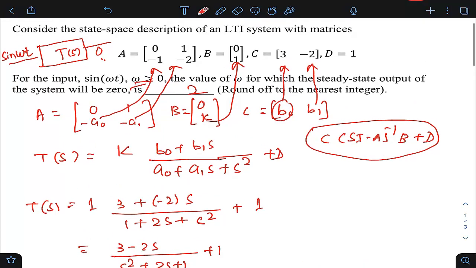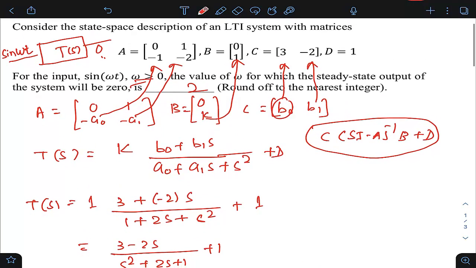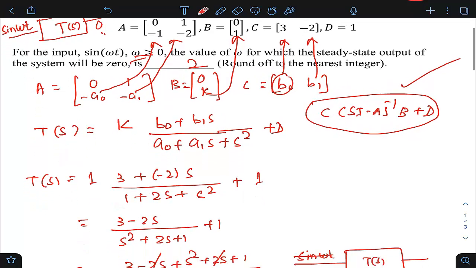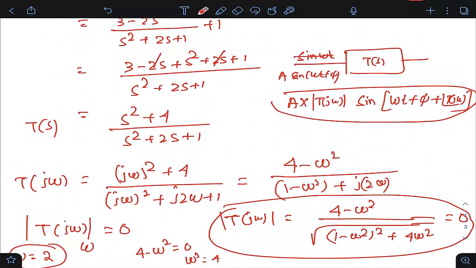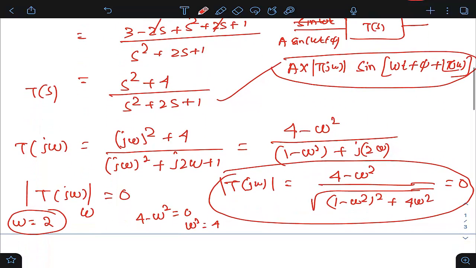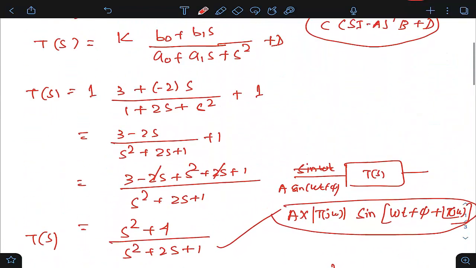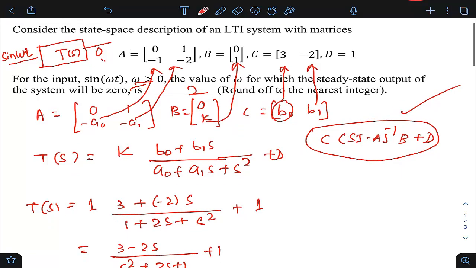So the answer is 2 for this. Again, if you don't know this formula, this is a bit lengthy. The electrical paper itself is lengthy this year. It's not a tough problem, but yes, you can say it's lengthy if you don't know this shortcut. First we have to get the transfer function, and then by finding the magnitude, you have to find at what condition it is 0. The numerator becoming 0, 4 minus omega square is 0, so omega equals 2 radian per second. So the answer is 2 for this.